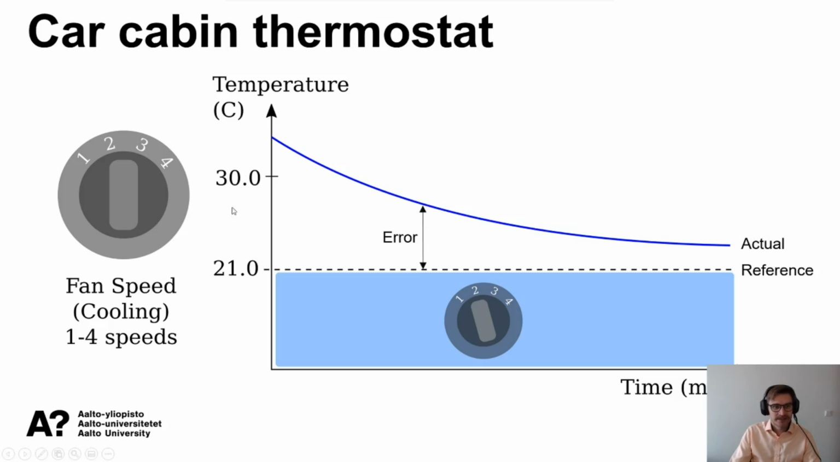You might have seen these dials in the car that you control the fan speed from, for example, from 1 to 4. You can set it somewhere. For some dumb reason here it's set to 2.5. I'm pretty sure that's not possible in your actual car. But let's say that you think that if you put the fan speed to 2, then you assume that it will get to the right temperature over time.